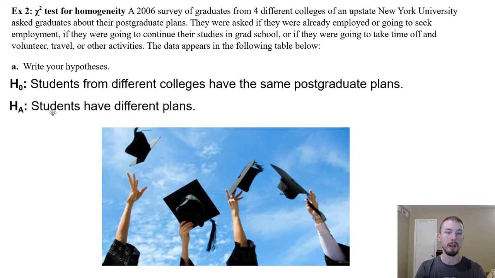So the alternative would be that the students have different plans depending on what college they're in. So in other words, there is an association between them and they're not homogeneous. It really depends on what college you're a part of to decide what your plans are after you graduate.